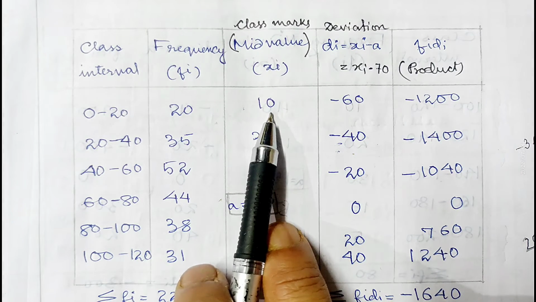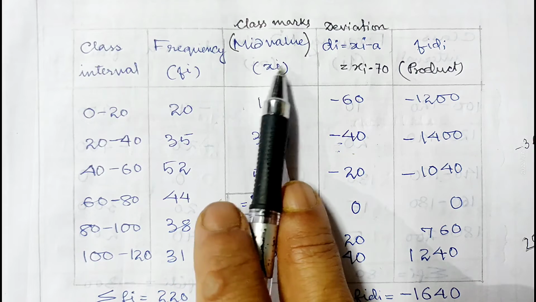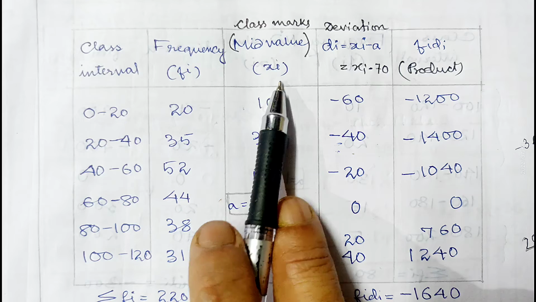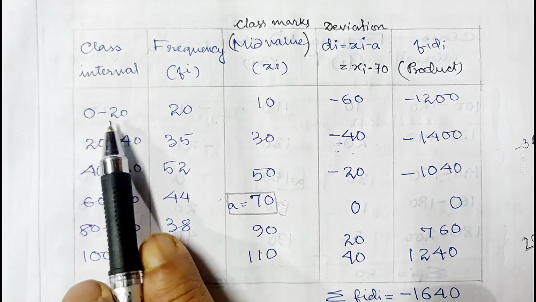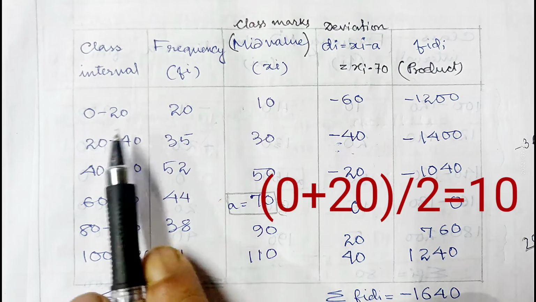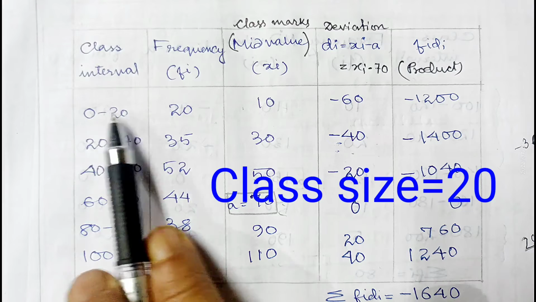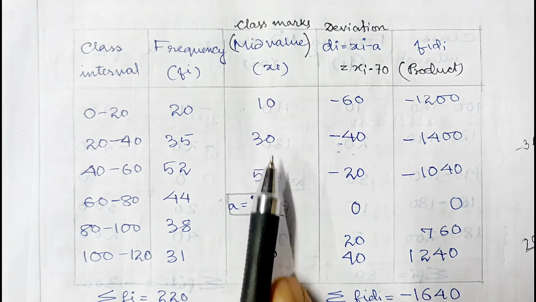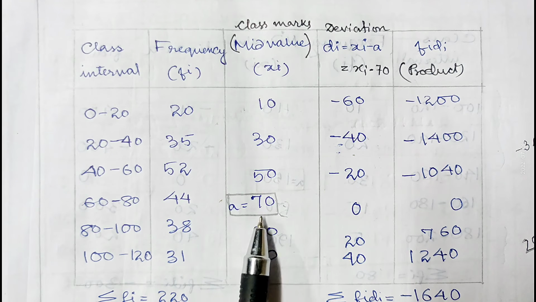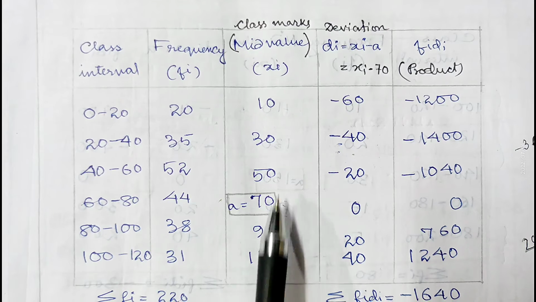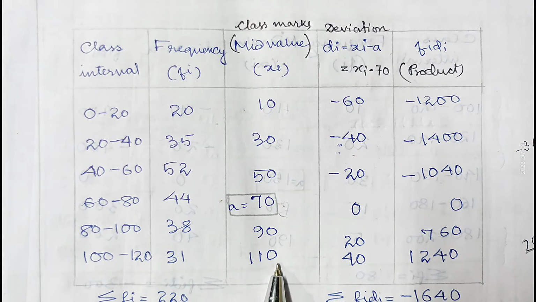First thing that we have to do, we have to find the class marks, which are also the mid values, and the symbol that we use is xi. For this, we have to add these two values. 0 plus 20, it will be 20. 20 divided by 2, 10. Here class size is 20, so we have to keep on adding 20. 10 plus 20, 30. 30 plus 20, 50. 50 plus 20, 70. Plus 20, 90. Plus 20, 110. So we got the mid values or class marks.